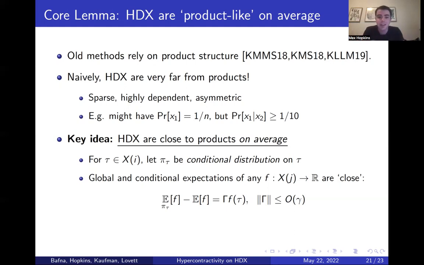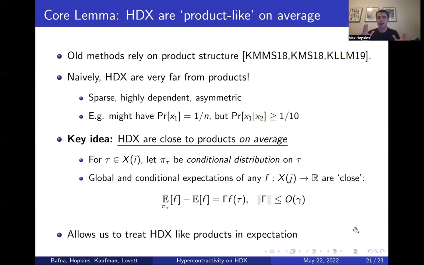Okay, so what do I mean by this? Well, slightly informally, let's say that we have some face tau, and we're considering the conditional distribution on tau. What we prove is that for any function f, the global and conditional expectations of this function, the expectation of f conditioned on tau versus its global expectation over the HDX, that their difference is controlled by some operator with small spectral norm.